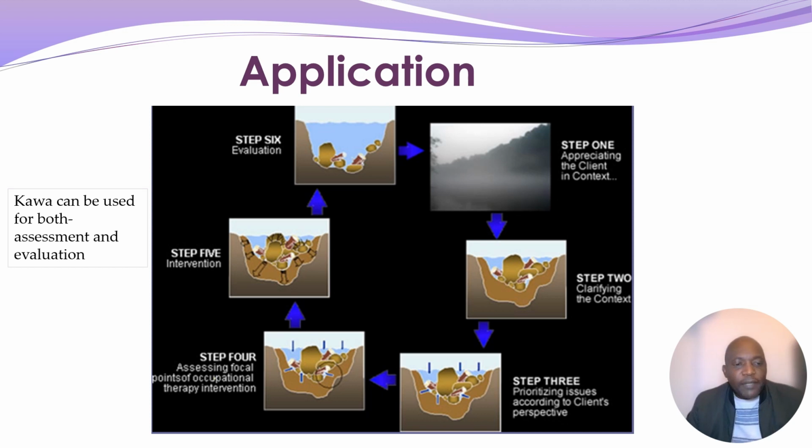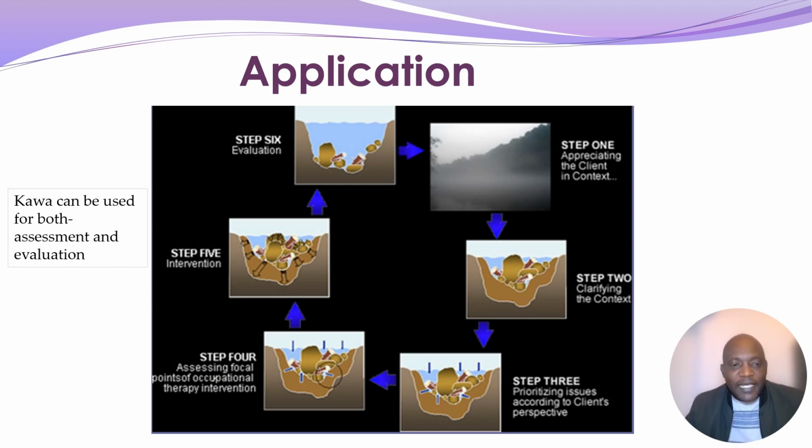And then we move on to step 4, where there is an assessment of focal points of occupational therapy intervention. What are the aspects of OT intervention? What is it that we can target in our OT intervention? If you think of the OT process, you are looking at the parts of goal setting as well as intervention planning. And then from there, step 5 is about implementing the occupational therapy interventions.